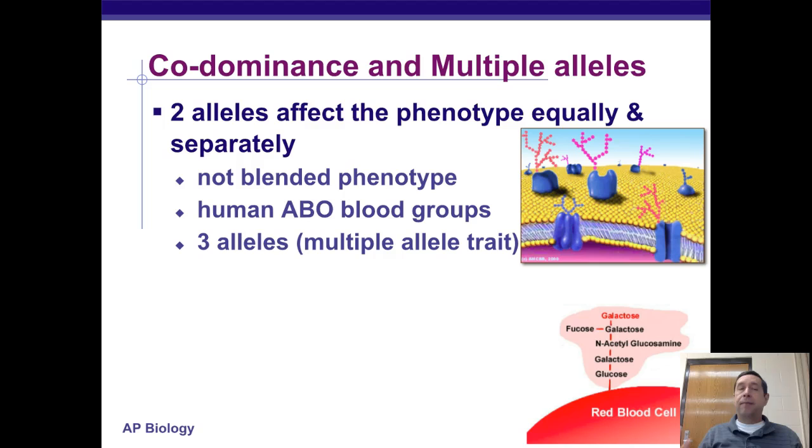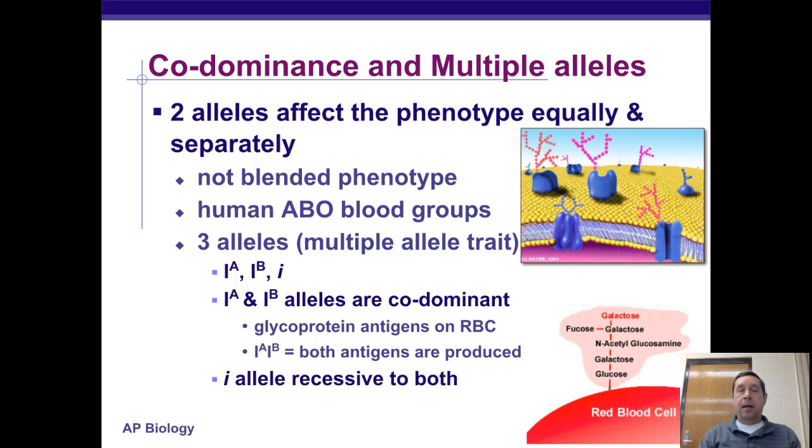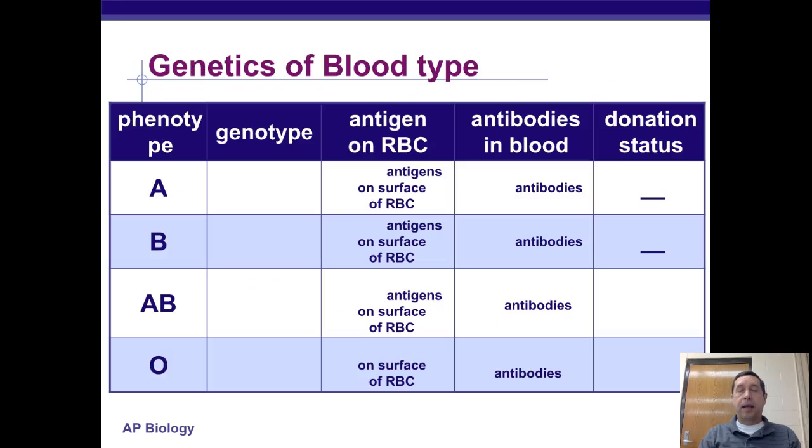Also in humans, we have three alleles for this one gene instead of just two. So it's a multiple allele trait. You have an A gene and a B gene and an i gene, which is for O blood. A and B are codominant to each other, producing both glycoproteins. i is recessive to both A and B.